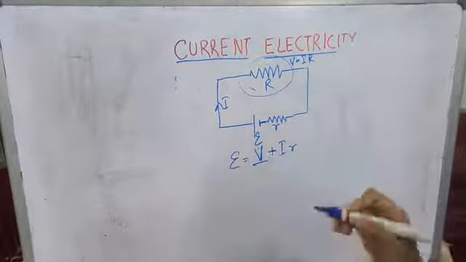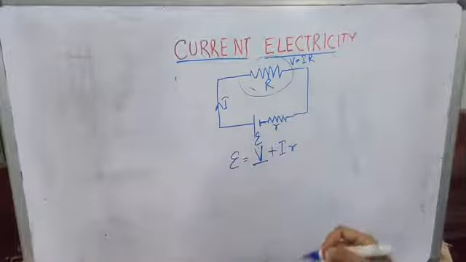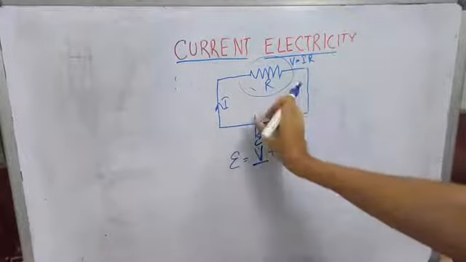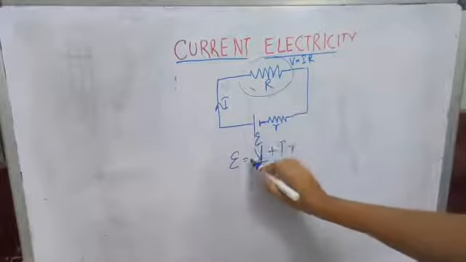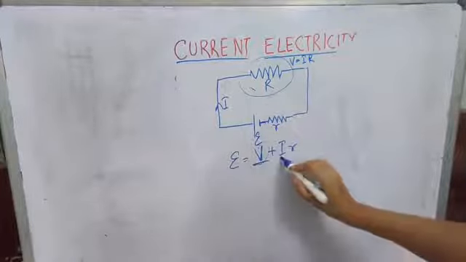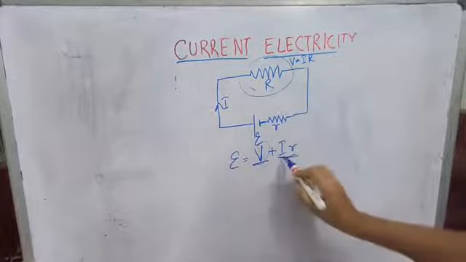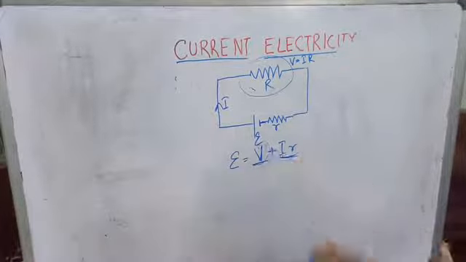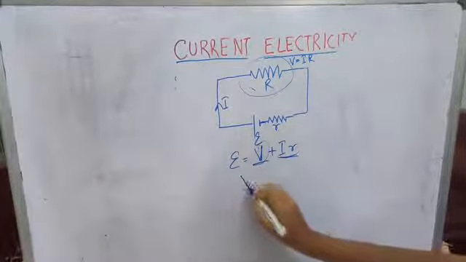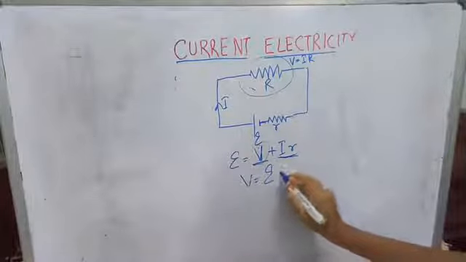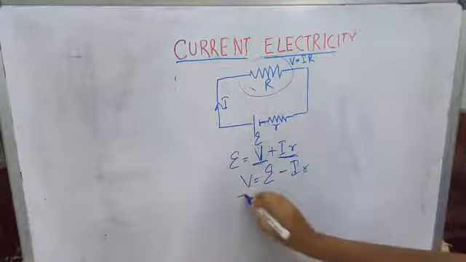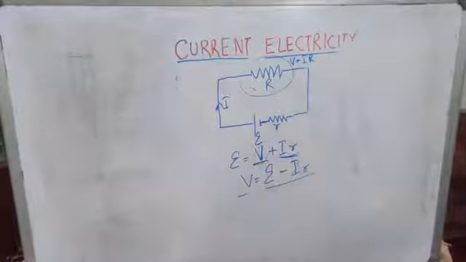This V part is known as the terminal voltage of a cell. When a battery is operating, if you put a voltmeter or multimeter here, you measure the terminal voltage, subtracting this drop due to the internal resistance from EMF. So V is equal to EMF minus IR. This is your terminal voltage.